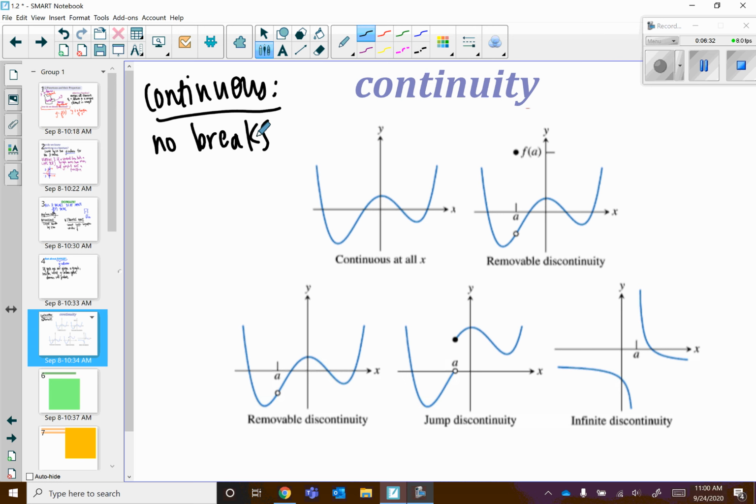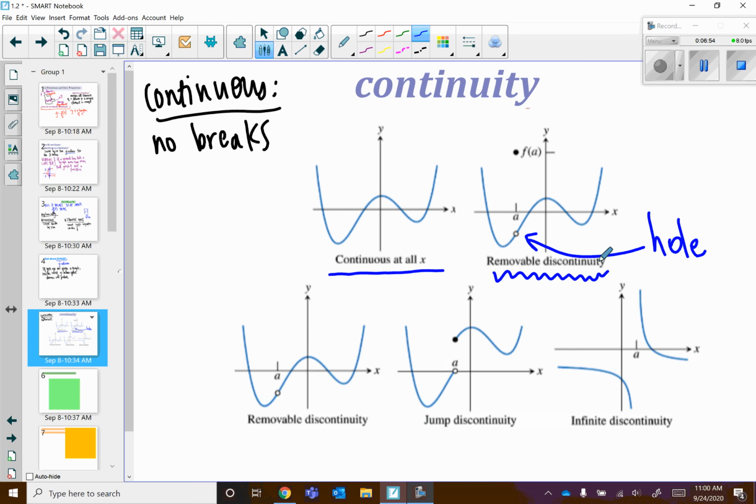I have a bunch of graphs here. I'll just kind of point some out. This first function is continuous for all x. There are no breaks, there are no holes, there's nothing weird going on here. In the second one, you notice that there is something called a hole, which is literally a hole in the graph. It is also known as a removable discontinuity.